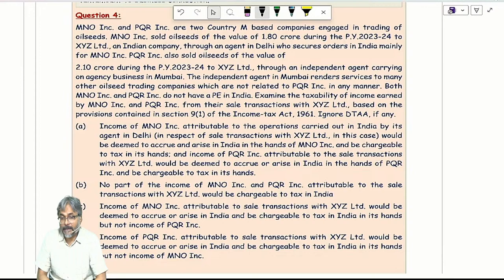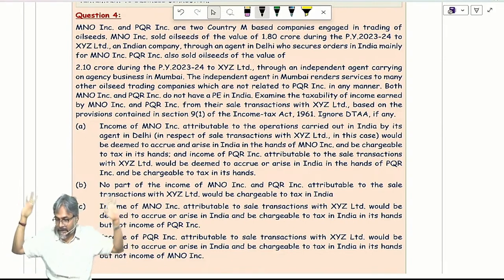Now, many students, while they read question 4 at that point of time, their mind would be in the agent part only. So, okay, MNO has got a dependent agent, and the next one, PQR, has got an independent agent, and therefore MNO has got a business connection. PQR does not have a business connection. Don't do that. Dependent agent is being satisfied by MNO, and significant economic presence is satisfied by PQR, and hence both of them are having a business connection in India.